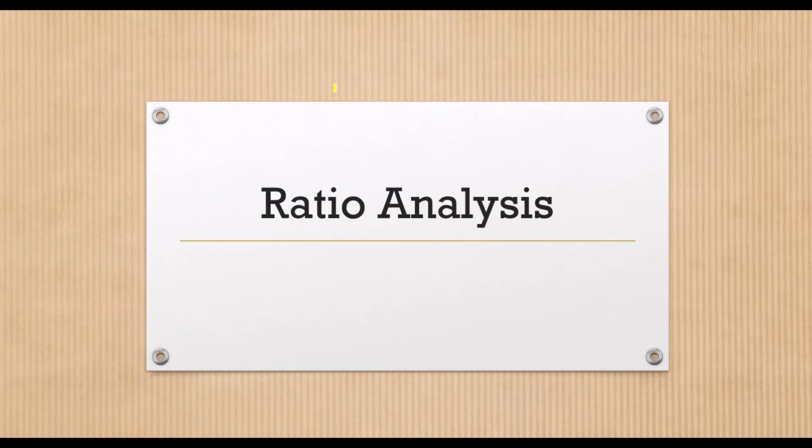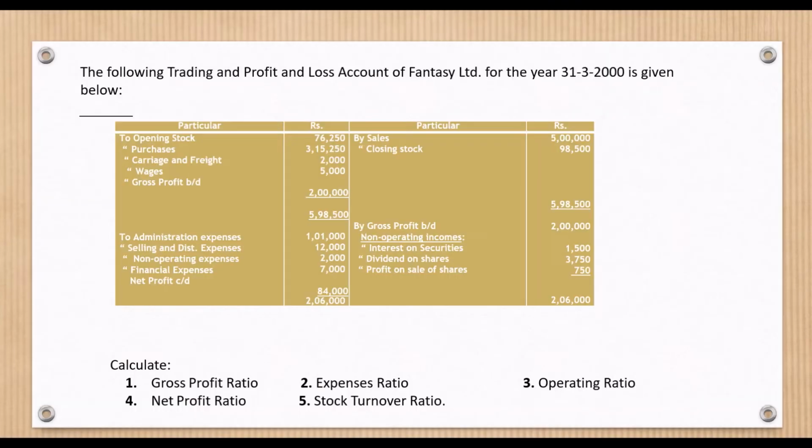In the last video, I started the topic of ratio analysis. In this video, I'm going to explain how to do analysis by using trading and profit and loss statements. This is the trading and profit and loss statement. By using this statement, we want to calculate five ratios: gross profit, expenses, operating, net profit, and stock turnover ratio. Let me calculate these ratios one after another.